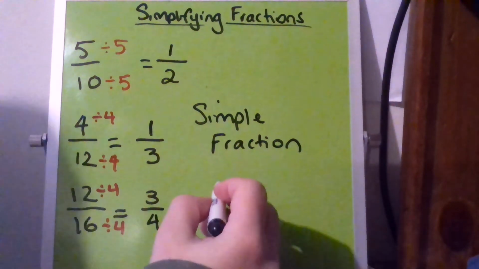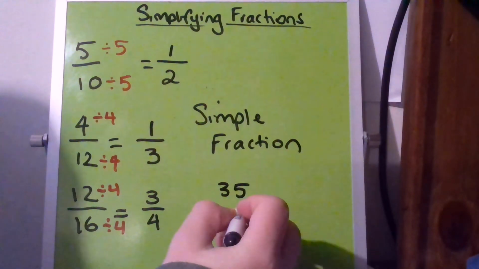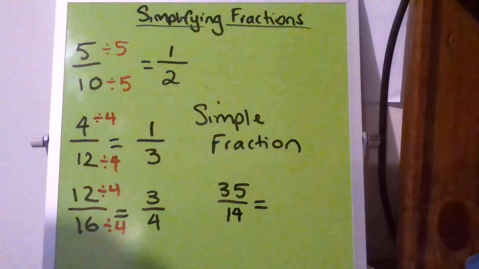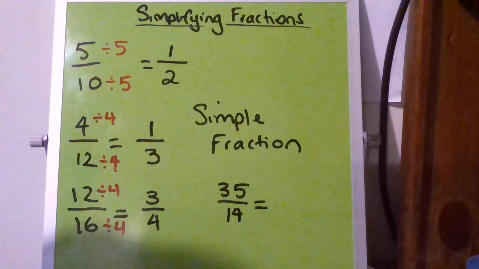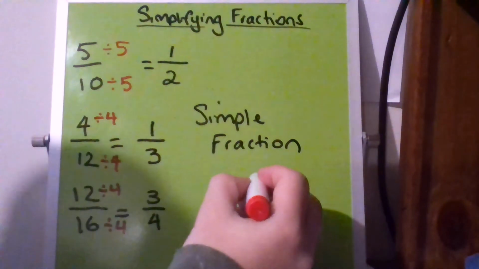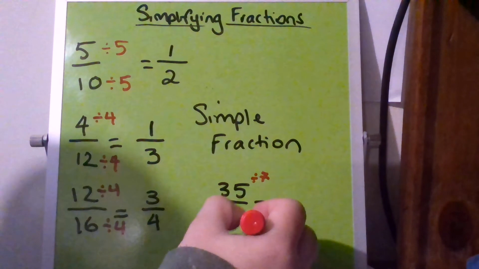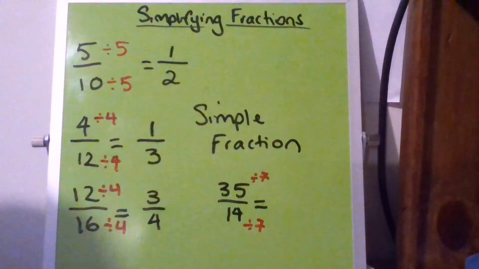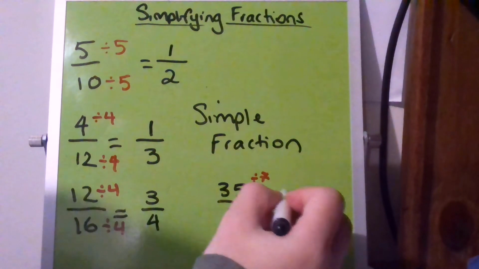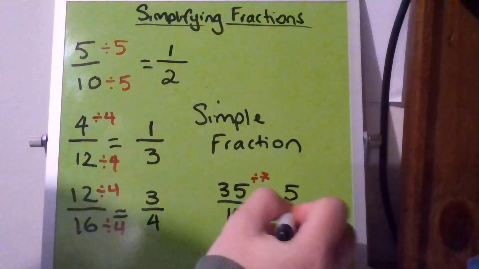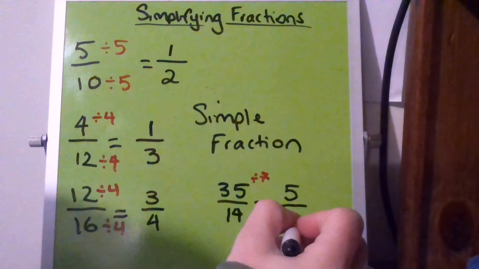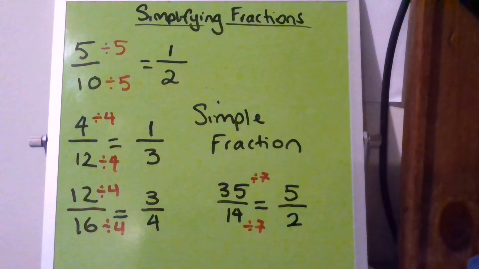And finally, one last example, 35 over 14. So what number goes into both 35 and 14? Well, 7 goes into both of them. So we can divide both of our numbers by 7, like so. How many 7s go into 35? There's 5 of them. 5 times 7 is 35. How many 7s go into 14? There's 2 of them.